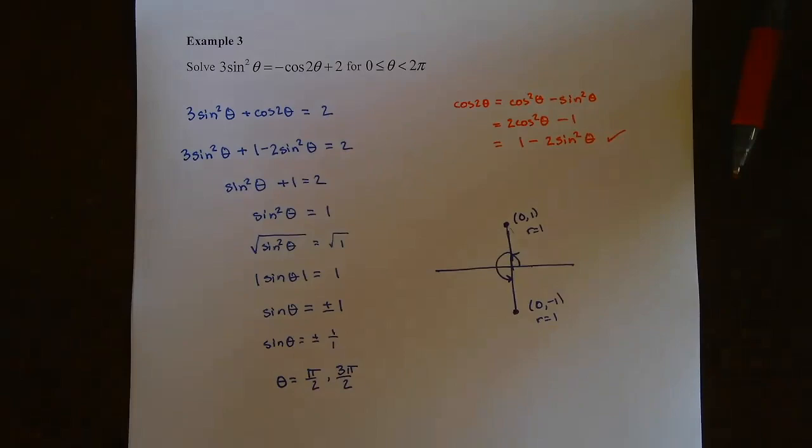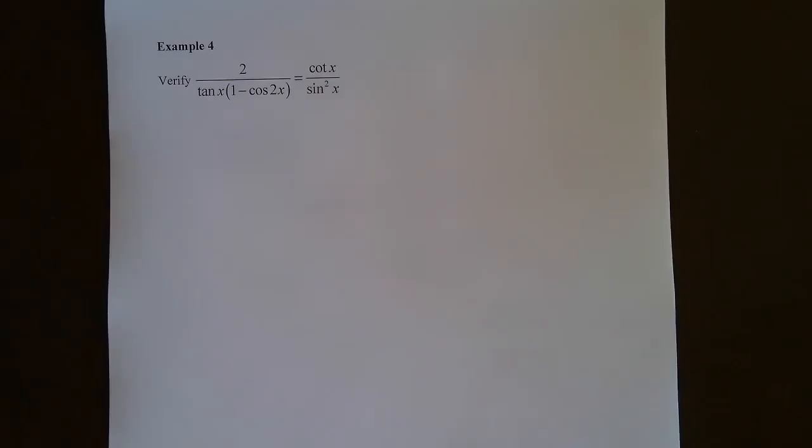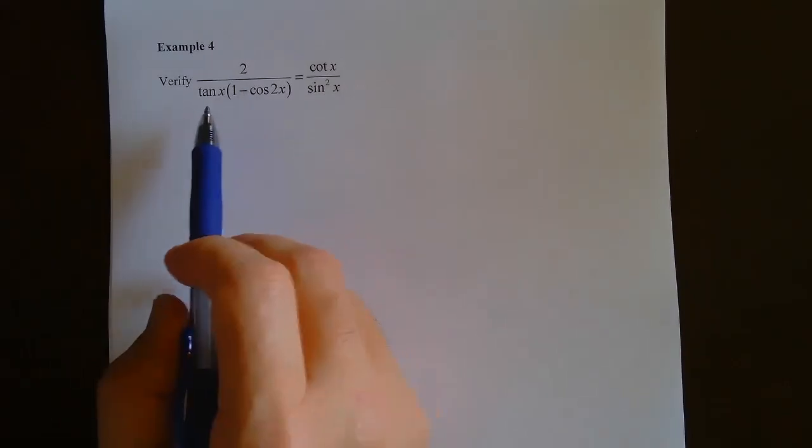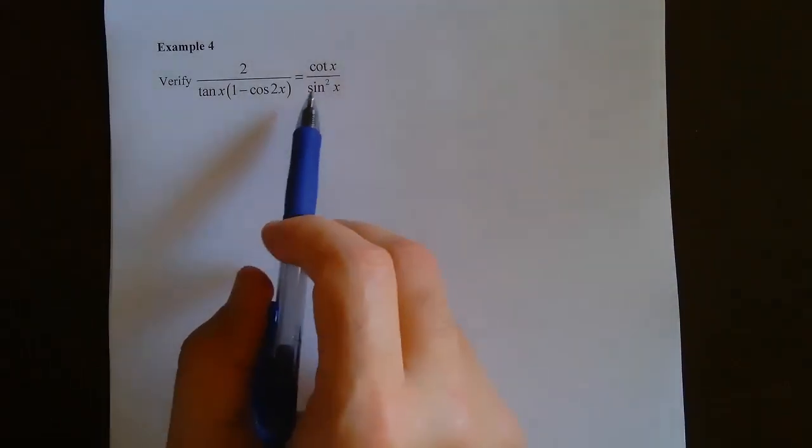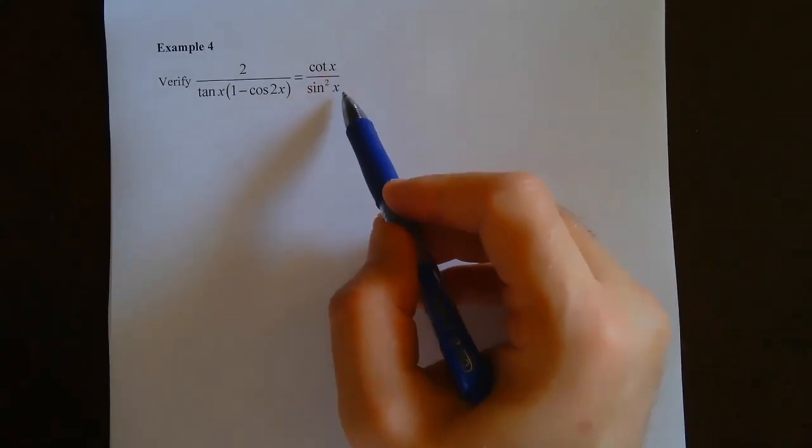All right, let's go to example number 4. For example 4, we want to verify that 2 over tan x times the quantity 1 minus cosine of 2x is equivalent to cotangent x over sine squared x. So this isn't an equation. We actually want to show that they're the same, so we can't move stuff from side to side again. All you can do is work on one side and show that it matches the other side. So it's really just simplifying both sides, and this is a problem where I'm going to work on both sides, okay?